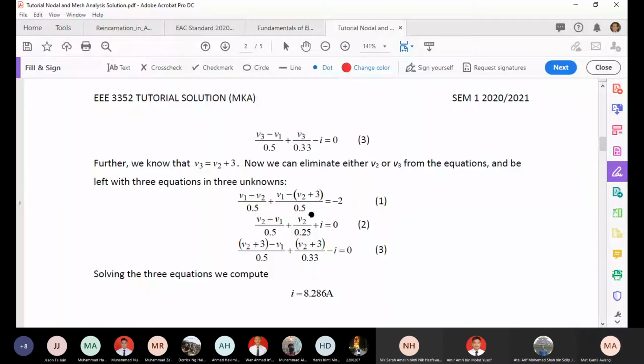And we simplify these 3 equations and solve the simultaneous equations, and we can find I equal to 8.286 m.